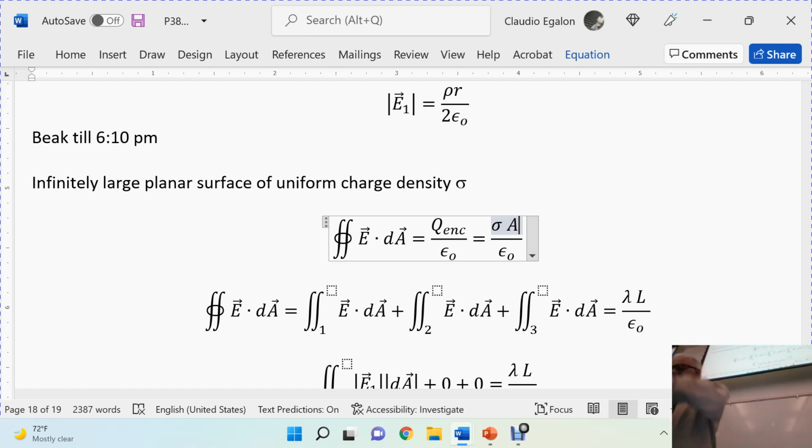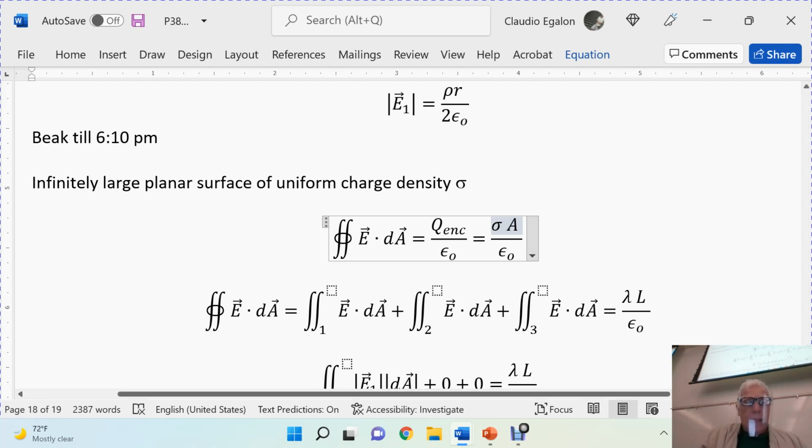Prefer to use my shield. That's what the Q enclosed is all about. The surface charge density times the area. Okay? And now I'm gonna break it down, this integral, into three surfaces.